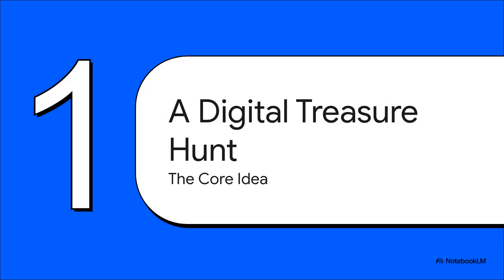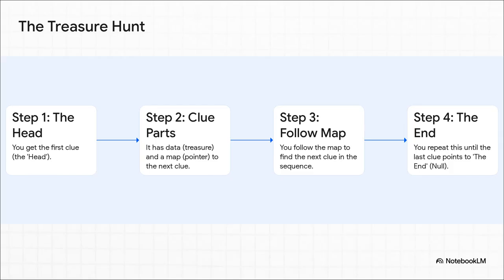All right, so the absolute best way to understand a linked list is to picture it as a kind of digital treasure hunt. Seriously, forget code for a second. This is an idea that anyone can totally get. So here's how this treasure hunt plays out. You start at the very beginning with the first clue. We call this the head.